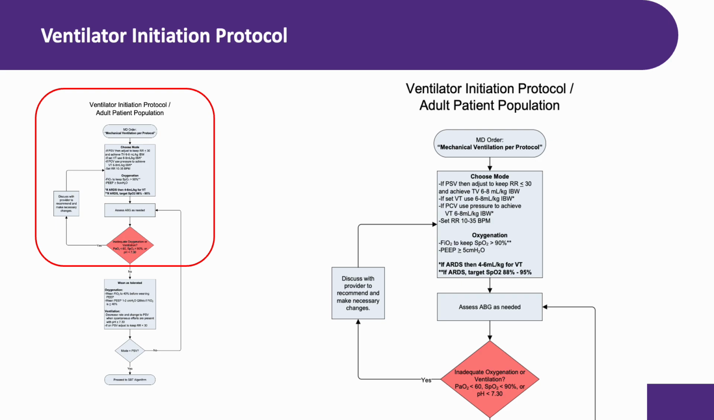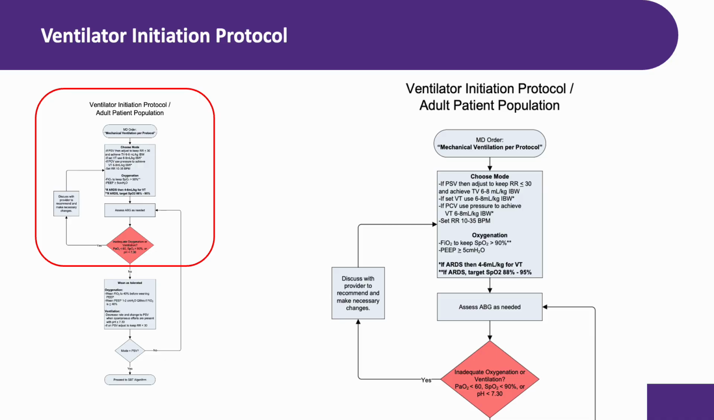The first decision you are making is mode selection. Look at the top of the algorithm where it asks to choose the mode. If the patient has adequate spontaneous effort, you're going to start with pressure support ventilation, or PSV. This is our preferred starting point when the patient can trigger breaths on their own. When you are on pressure support ventilation, you target to adjust the pressure support level to keep the respiratory rate at or below 30 breaths a minute.